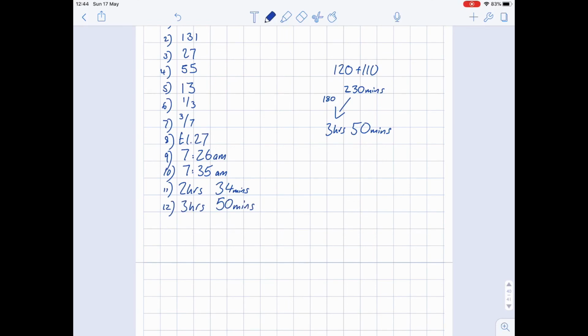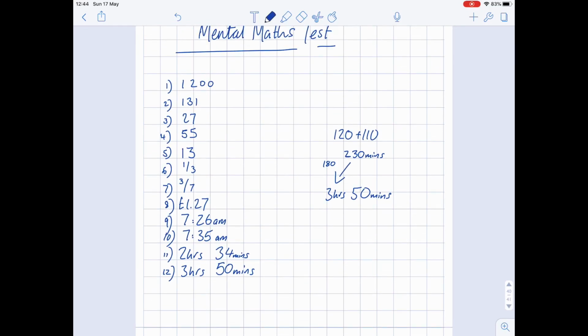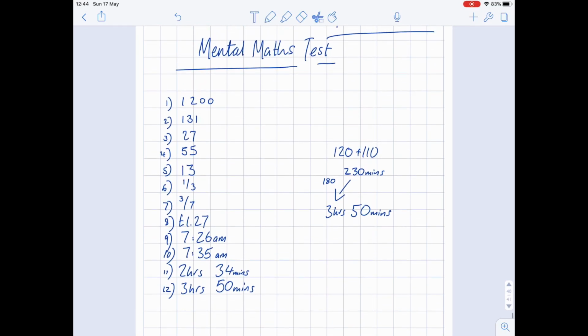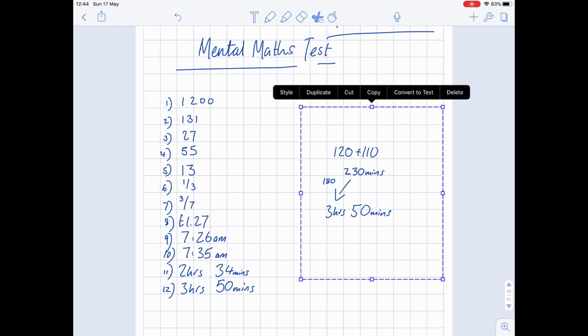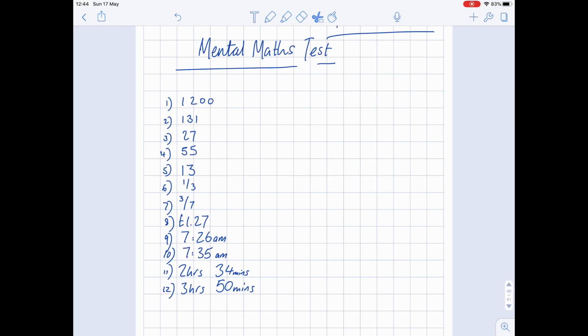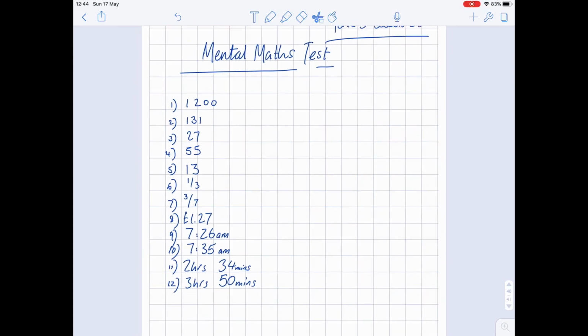Anything in double figures, so if you've got 10, 11 or 12 out of 12, really, really well done. I'm sure our mental maths skills are improving. Keep it up, okay? I'm really, really proud of you because you're doing really well.